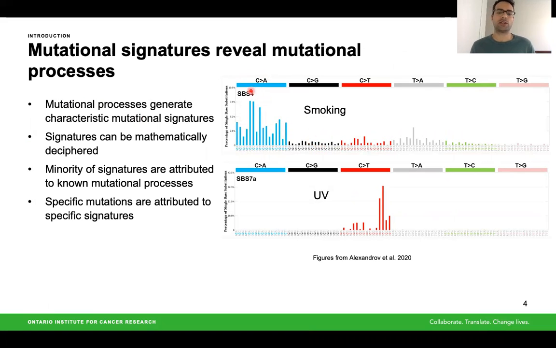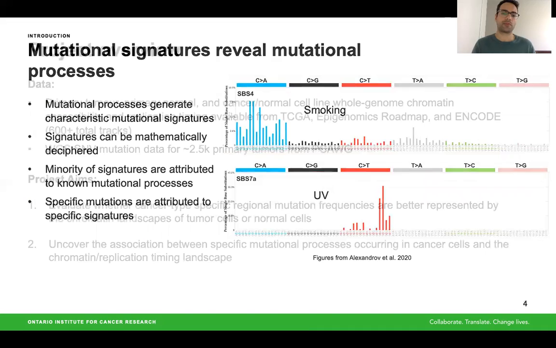And if you look at single base signature 4, which is attributed to smoking, we see the enrichment of C to A mutations. While if you look at signature 7A, which is attributed to UV light damage in skin, it's related to C to T mutations. You can actually go into a catalog of mutations within a tumor sample and attribute specific signatures to each mutation to understand where those mutations are coming from within the tumor.